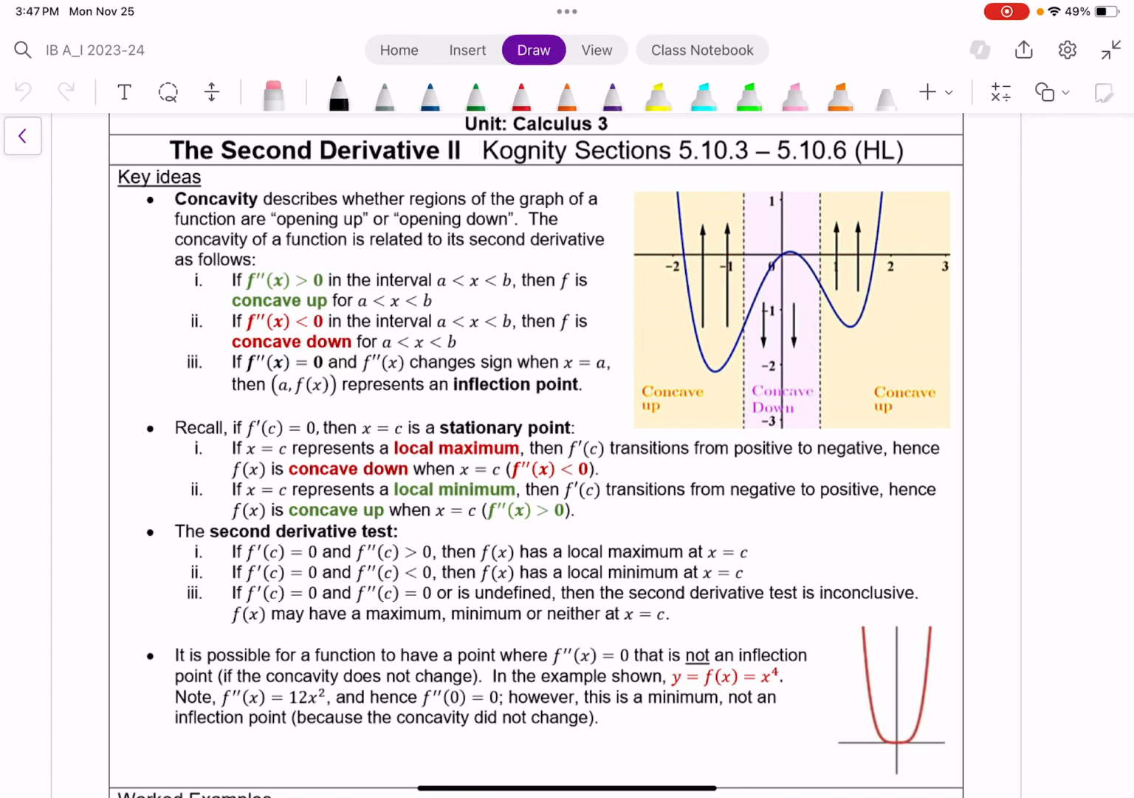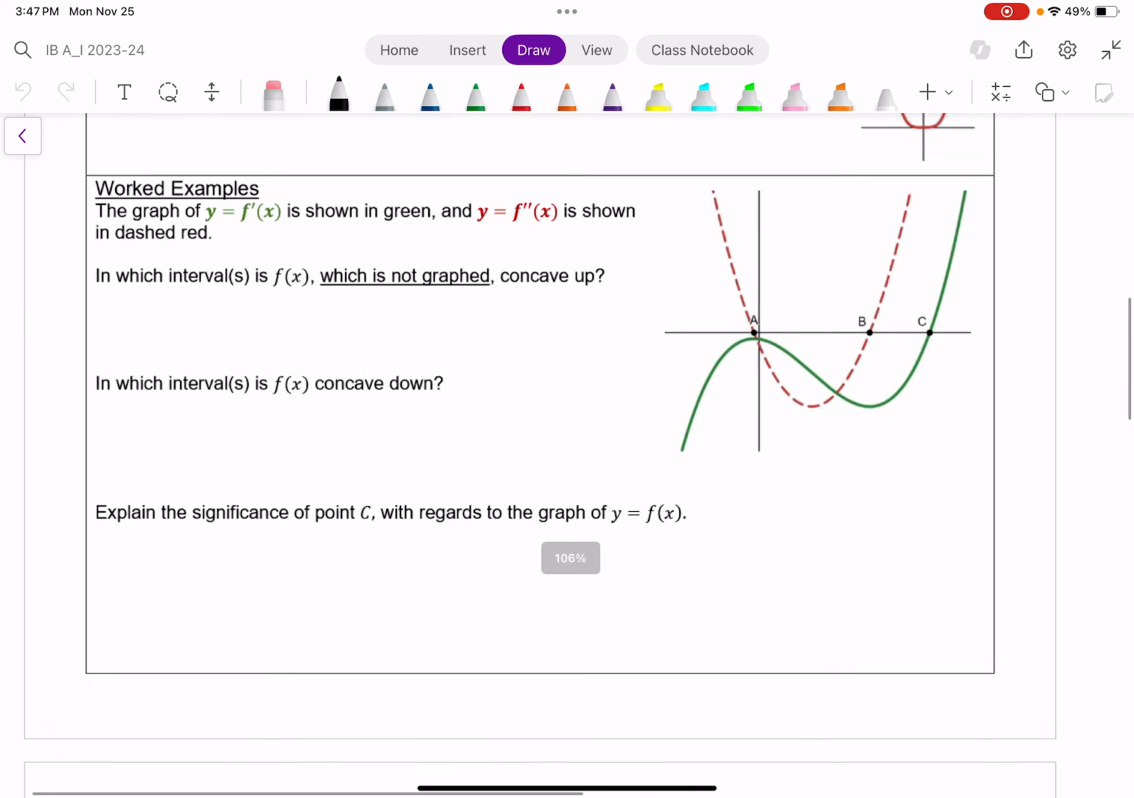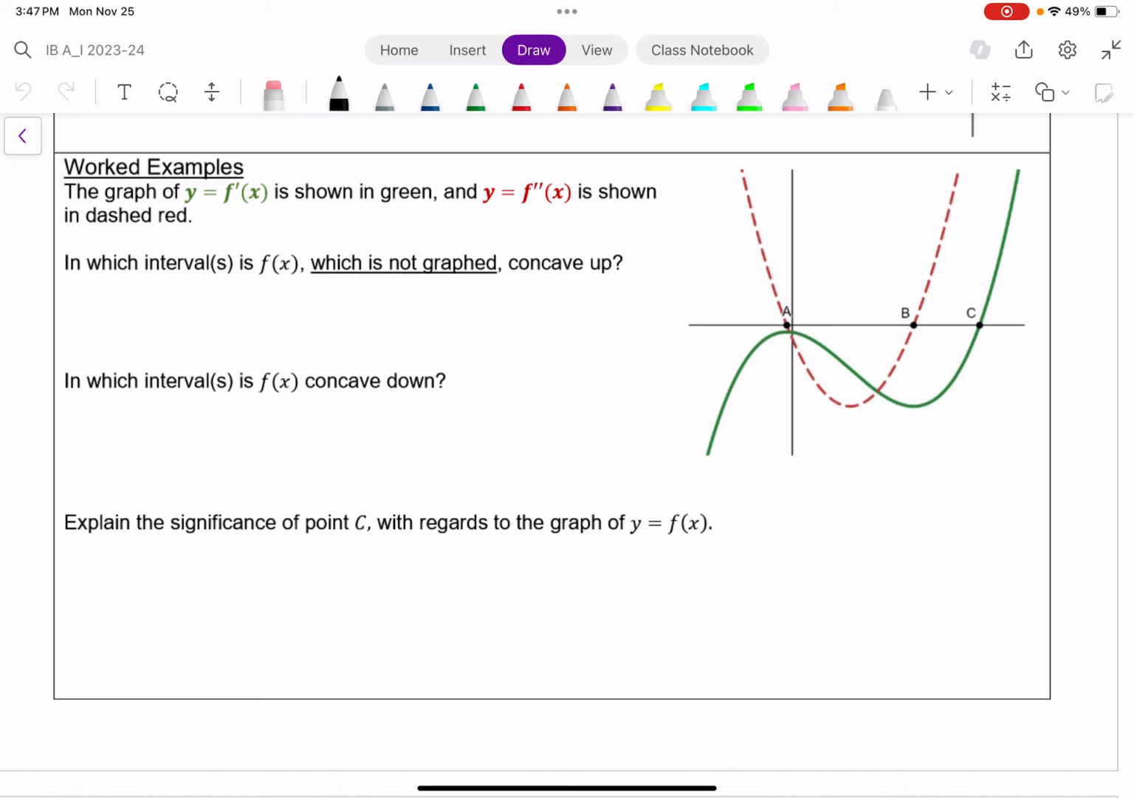All right, so continuing our look into the second derivative, and here our focus is more on what first and second derivatives together can tell us about the behavior or shape of a graph. So what I have here are two graphs, neither of which are function f. One is the derivative, that's in green, and one is the second derivative, that's in red and dashed.